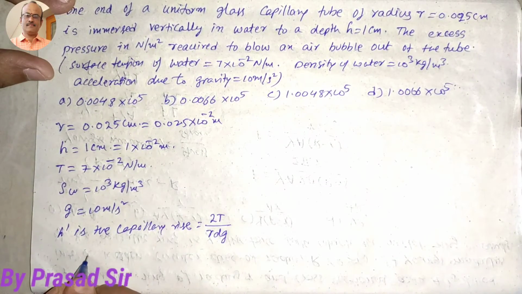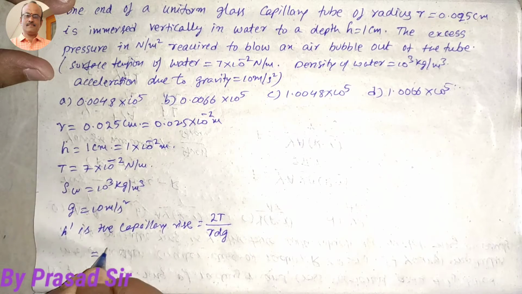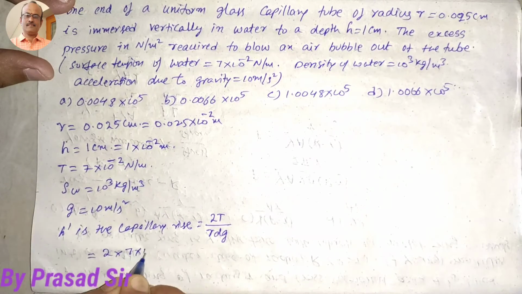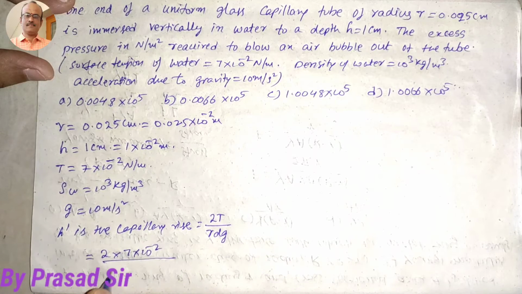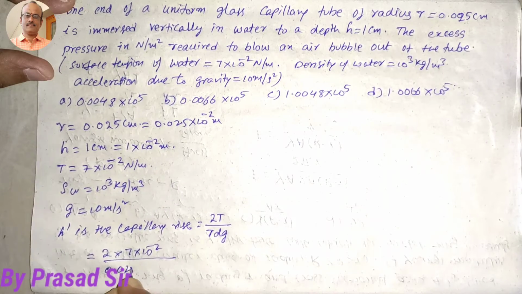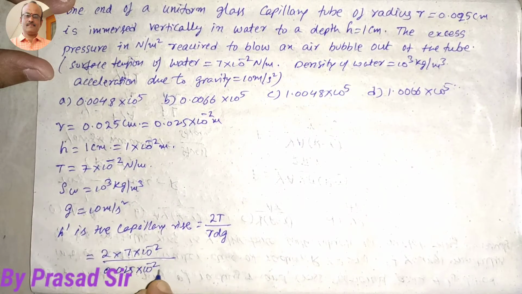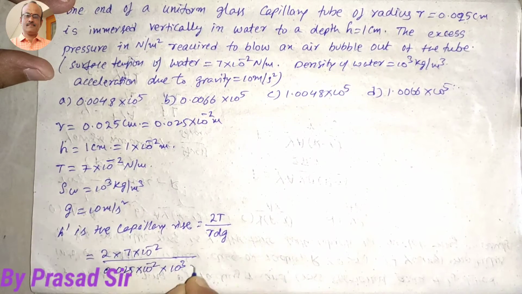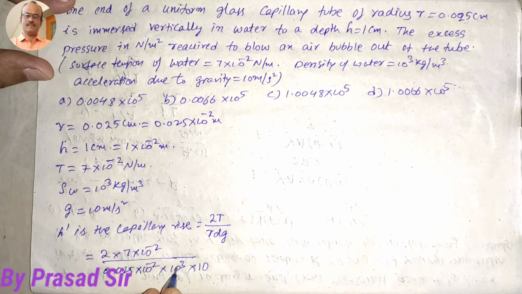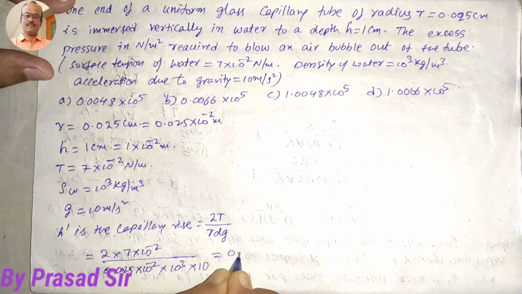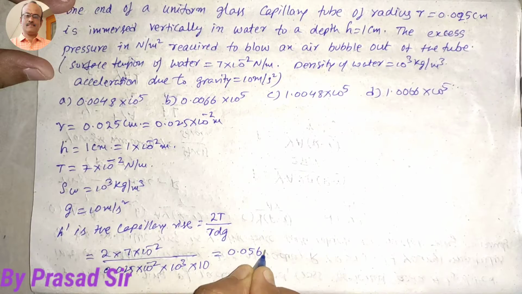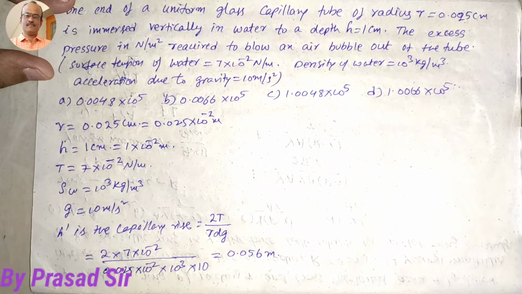Now substituting these values: surface tension 7 into 10 to the power of minus 2, divided by R, which is 0.025 into 10 to the power of minus 2. Here D is the density, 10 to the power of 3, into acceleration due to gravity 10. On simplification we are getting 0.056 meters, that is H dash.